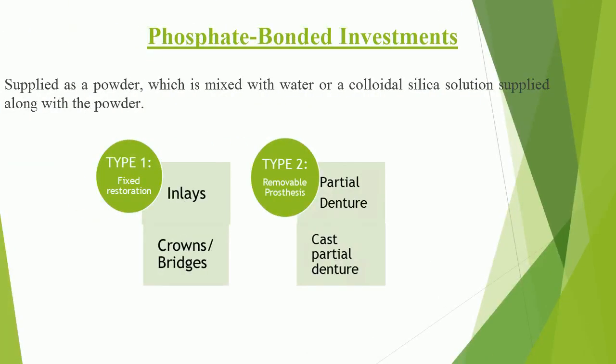And last but not the least, the phosphate bonded investments. These are the most popularly used investment materials as they have a wide range of applications and can be used up to higher temperatures. They are supplied as powder, which is mixed with either water or a colloidal silica solution. And there are mainly two types of phosphate bonded investments. So when someone asks you to classify the phosphate bonded investments, there are two types. Type 1 is used for fixed restorations, for inlays and crowns and bridges. And type 2 for the removable prosthesis. And as you know, the removable prosthesis consists of partial dentures and the cast partial dentures.